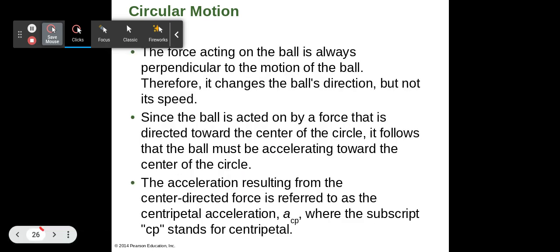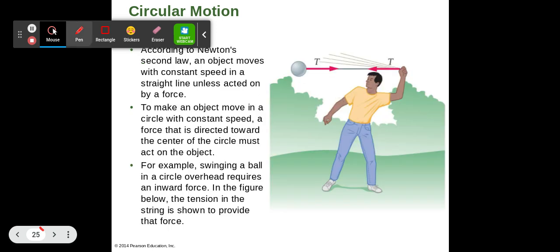So the force acting on the ball is always perpendicular to the ball's motion. Therefore, it changes the direction of the ball, but it doesn't change the speed. That tension in the string is going to keep pulling that ball in that circular path, so it changes its direction.